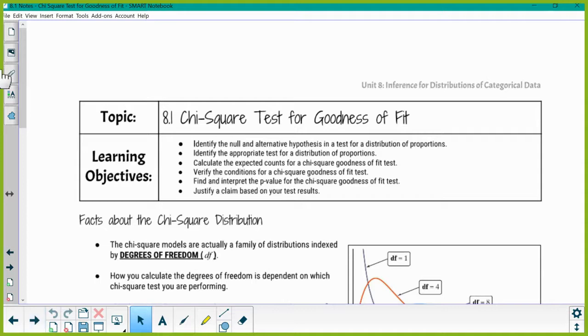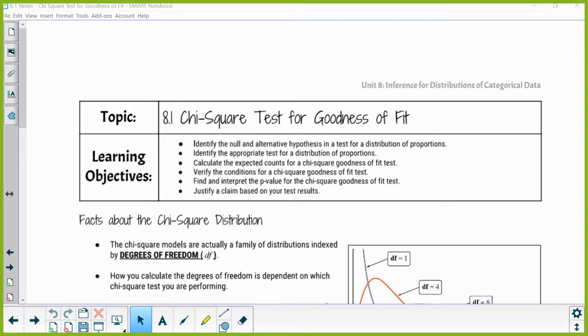Okay, we are doing the chi-square goodness of fit test. So I'm going to give you a brief rundown of what the chi-square distribution looks like, and then we're going to run through some inference testing. Again, like I just said, it's very similar to what we did with our one proportion tests and two proportion tests. We're not doing confidence intervals. We are only going to be doing hypothesis testing.